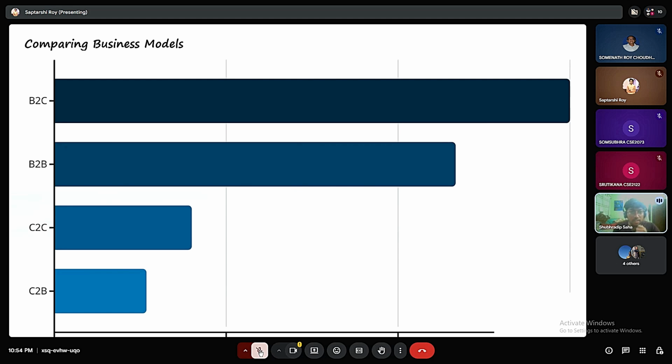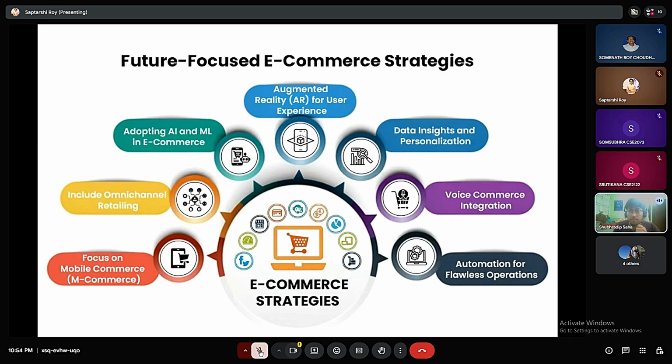Moving on, we can come to the final future of our e-commerce strategies. With the adaptation of artificial intelligence in the recent world, we can see that different segments of the e-commerce strategies have been upgraded so that better revenue can be generated. Some of them focus on mobile commerce, some include omni-channel retailing, some have adopted AI and ML in their e-commerce, which includes providing personalization for different users.